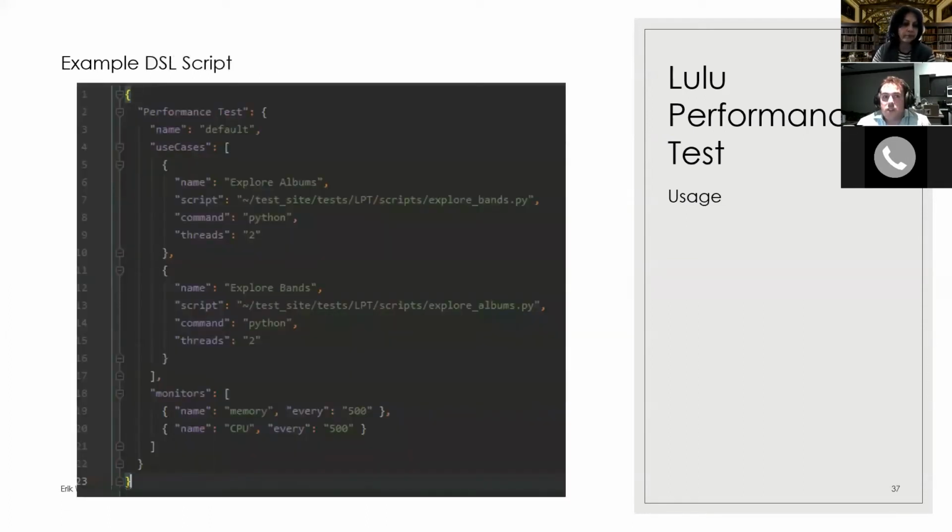Here's an example of the DSL script that you would use with LPT. You'll notice that it's just JSON. I did not write a full-on DSL with something like ANTLR, but this is just a JSON dialect. You can kind of tell what's going on. There's 2 use cases and 2 monitors in this performance test. So we name our use cases, we pass it the location of a script, and we tell it the command that we want to run.